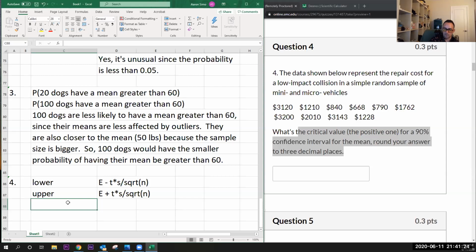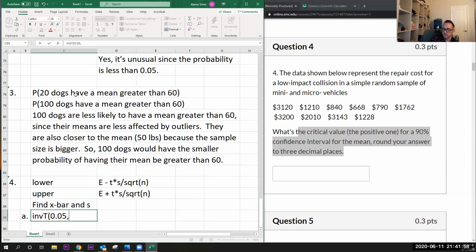So in this question, I'd have to find X bar and S, right? We don't have that stuff. We have to find X bar and S from the data set. As far as finding the critical value for part A, you're just going to do inverse T 0.05. Oh, actually, I need a degree of freedom, huh?